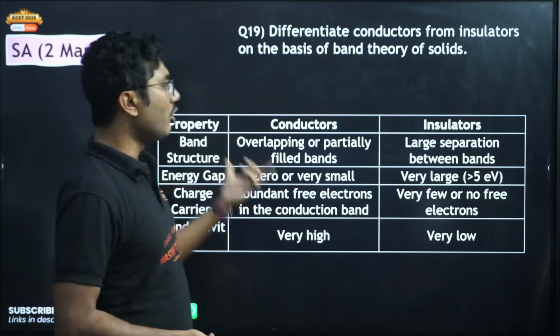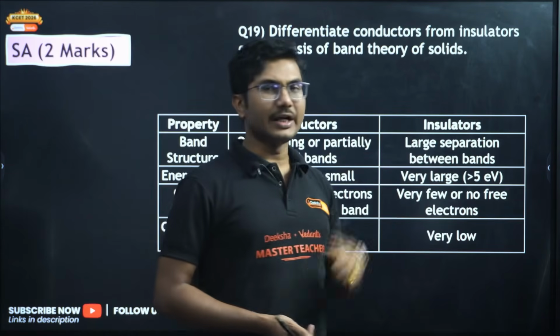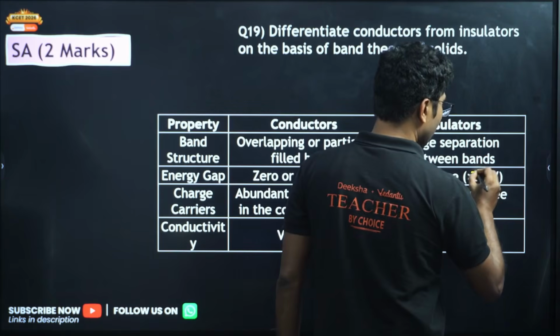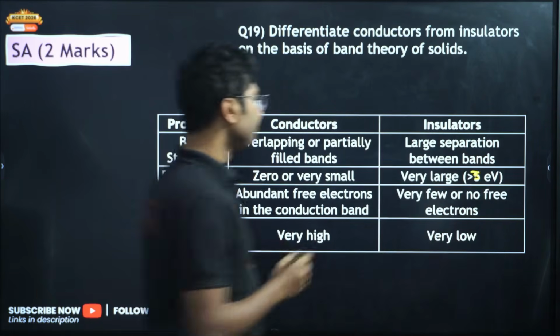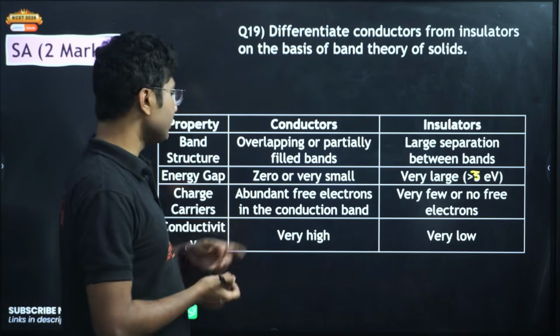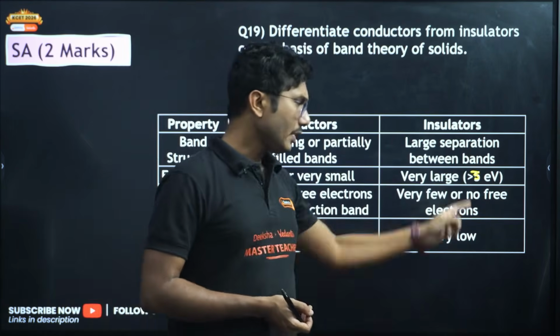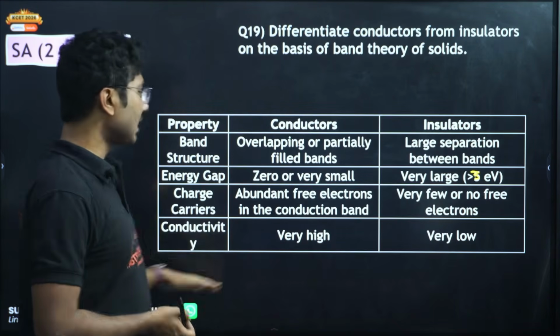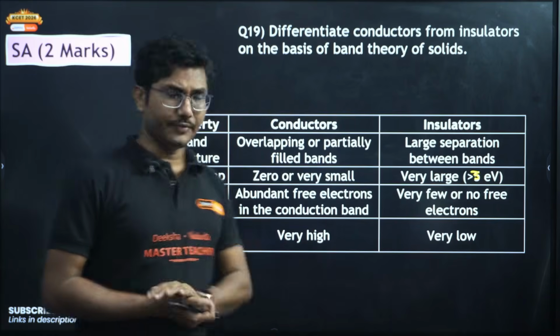Energy gap: 0 or very small for conductors, very large, greater than 3 to 5 electron volt for insulators. Okay, 3 to 5 electron volt, better to write 3 electron volt. Charge carriers: abundant free electrons in the conduction band, very few or no free electrons in case of insulators. Conductivity is very high for conductors and very low for insulators.